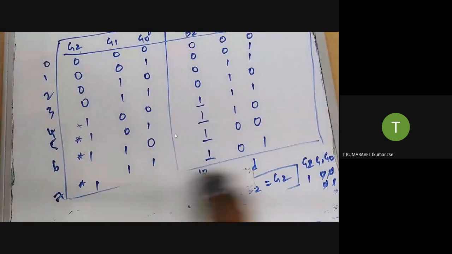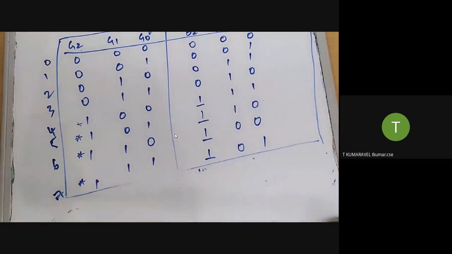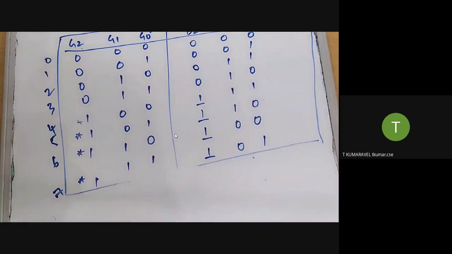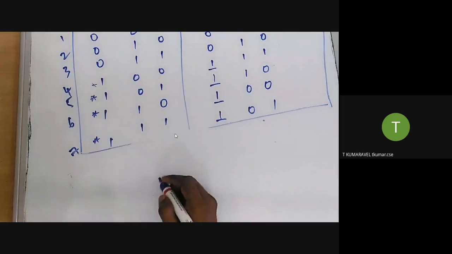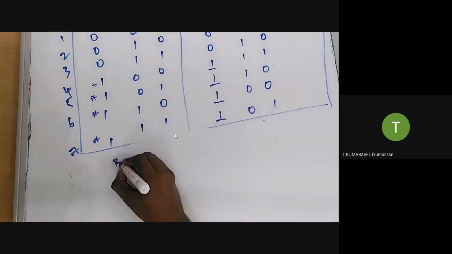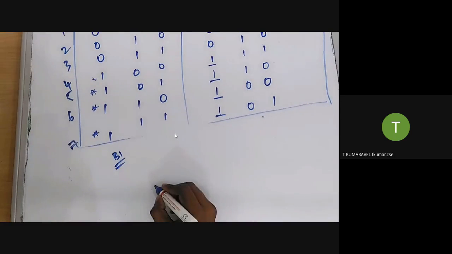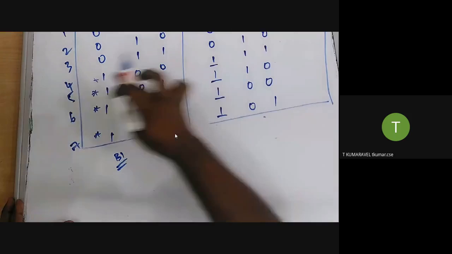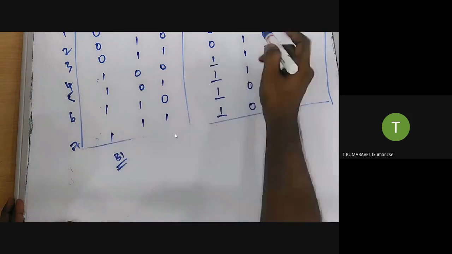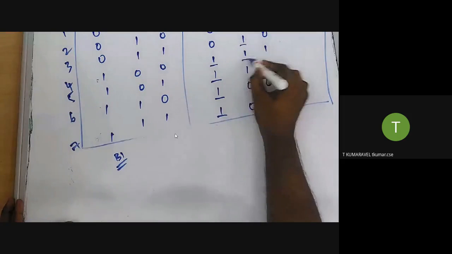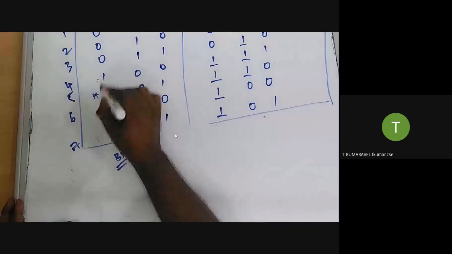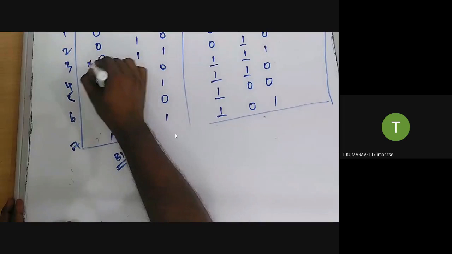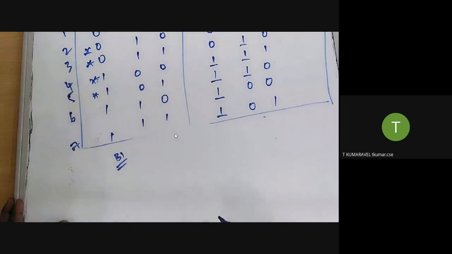What is the next output? The next output is B1. Okay, for that you want to design the circuit. How do you do that? What are the places where the output is equal to 1? You take the respective input values.